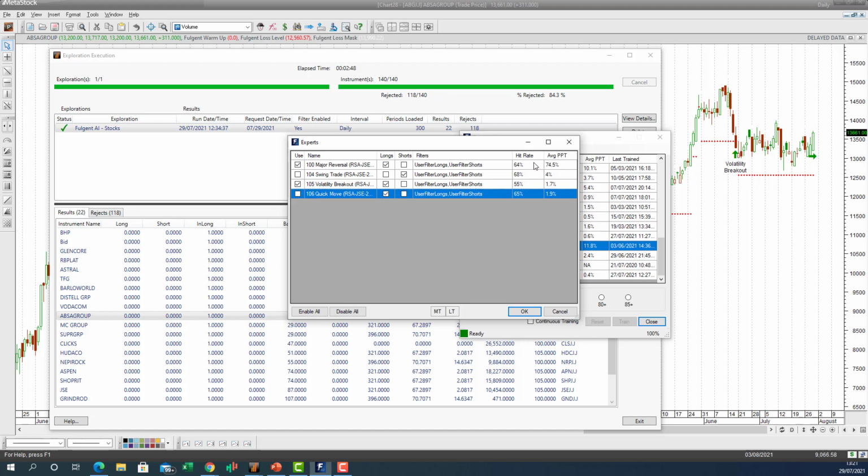The hit rate here tells you that when we were testing the AI on the South African stocks, it had a 64% accuracy, and the volatility breakout 55% accuracy. That's slightly better than a coin toss from a 50-50 perspective, but still a very good return, 1.7% on average. And the average profit per trade was 74% for the major market reversals.